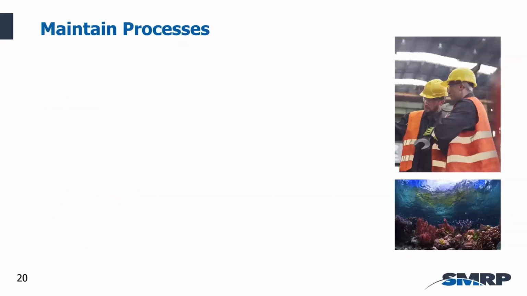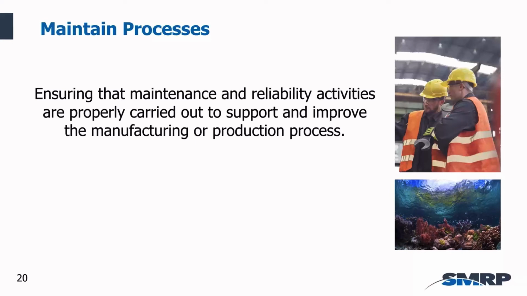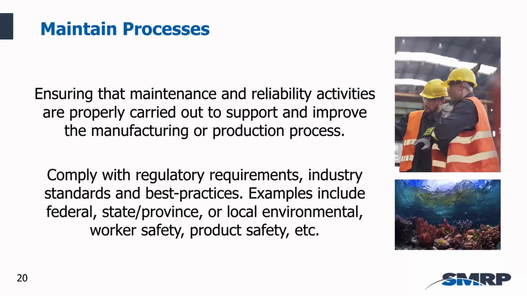So now let's talk about maintaining processes. And again, from the standard, from the body of knowledge, this is ensuring that maintenance and reliability activities are properly carried out to support and improve the manufacturing or production process. We need to comply with regulatory requirements, industry standards, and best practices. Examples include federal, state, or province, or local environmental, worker safety, product safety, etc.